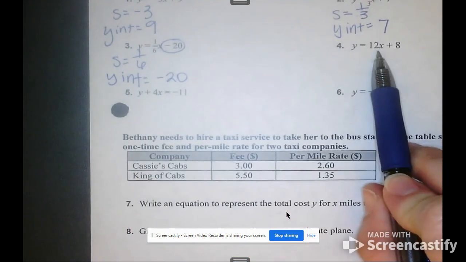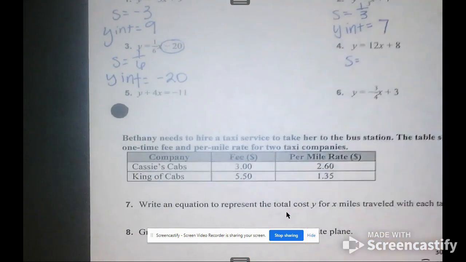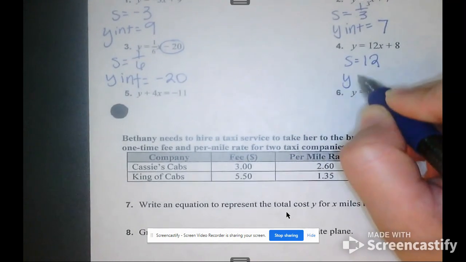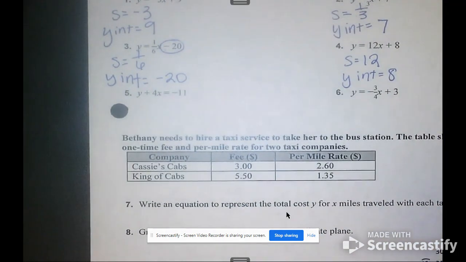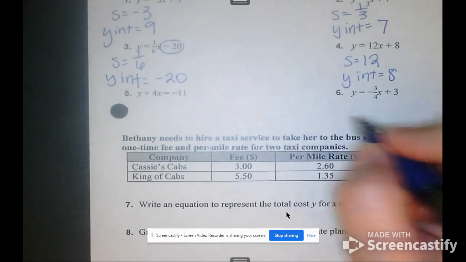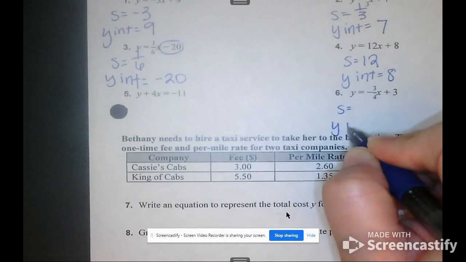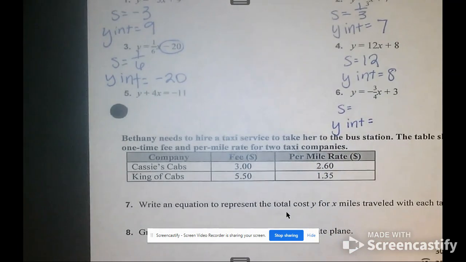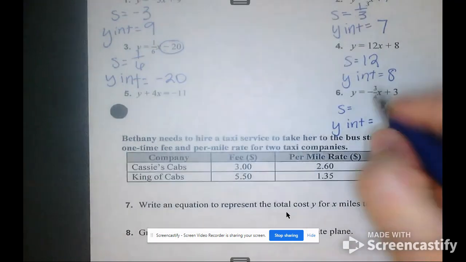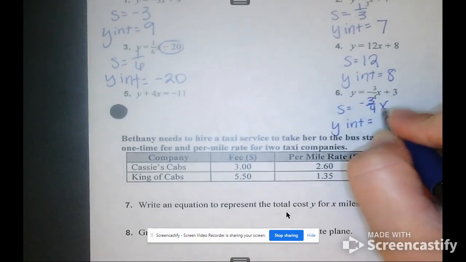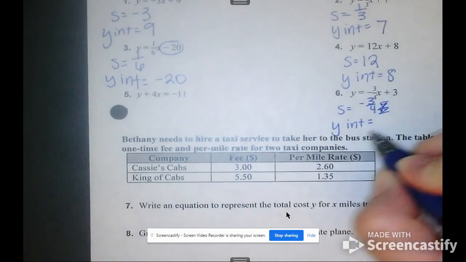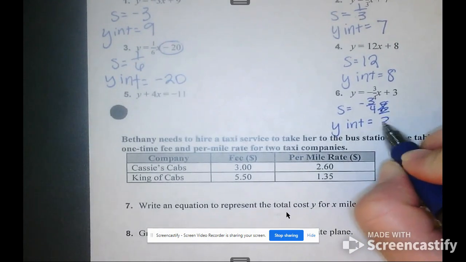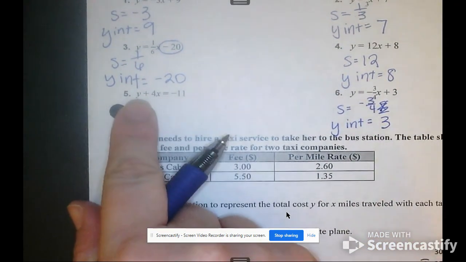Okay. All right, what about this one? What's my slope? What's my y-intercept? Okay, we're going to skip 5 for just a second. Do we do 6? Okay, what is my slope on number 6? Negative 3/4. Negative 3/4 x. Sorry, guys, not x. Y-intercept is what? 3.